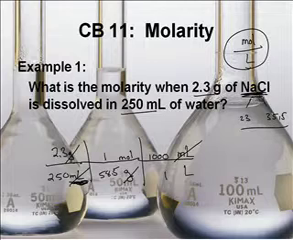Now let me get my calculator out. I'll take 2.3 divided by 58.5 times 1,000, which gives me way too big a number.